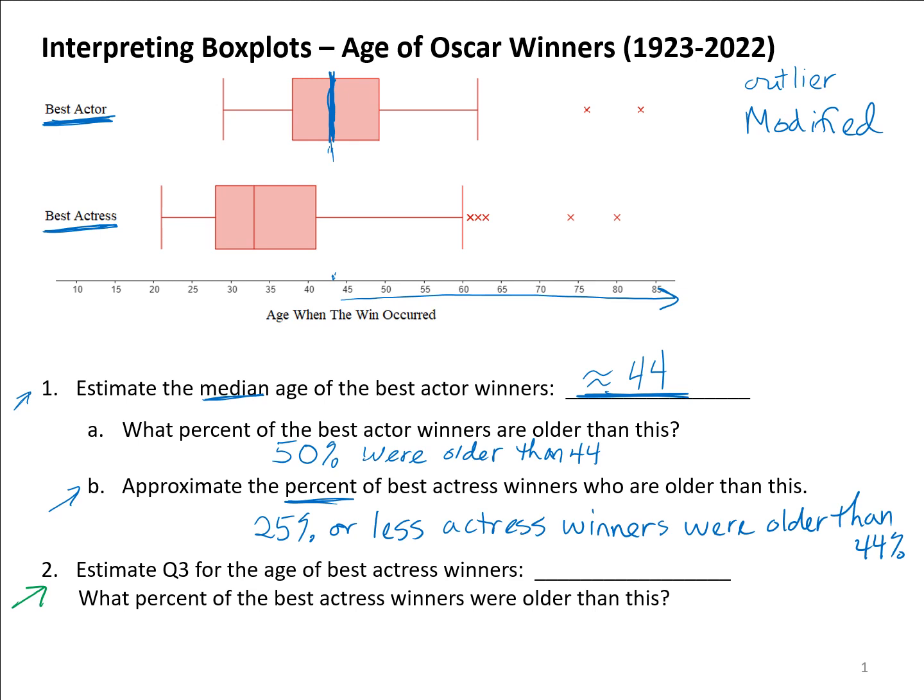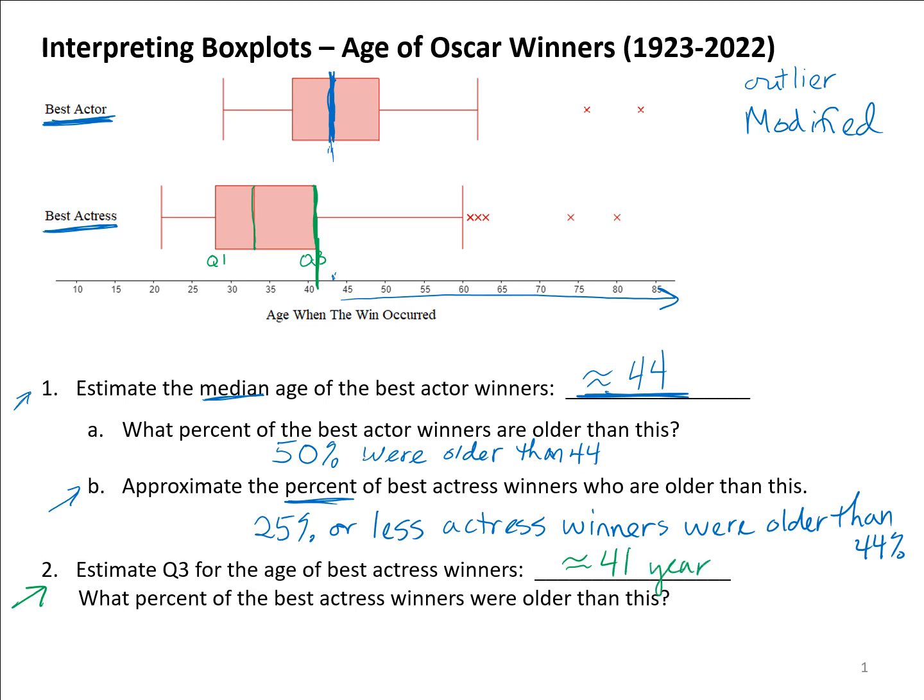Remember, in the box plot, the middle line is the median. The box itself goes from Q1 to Q3. So this line at the upper end of the box would be Q3, and that looks like it's around 41 or 42. So I'll just approximate 41 years.